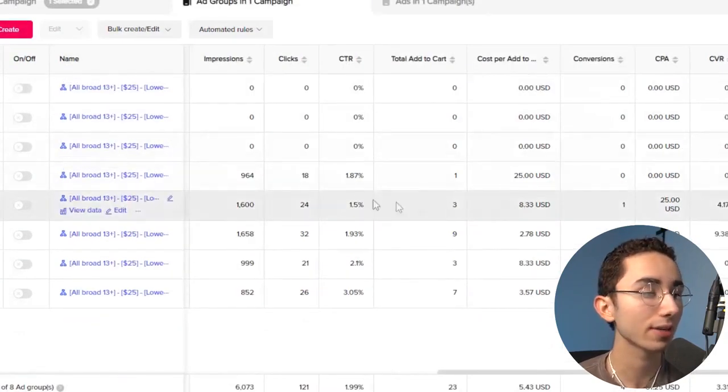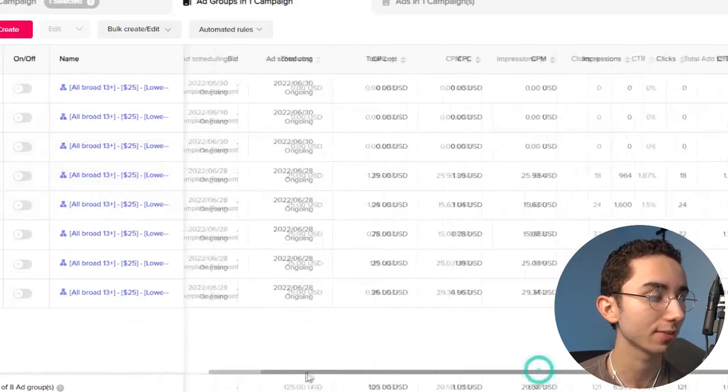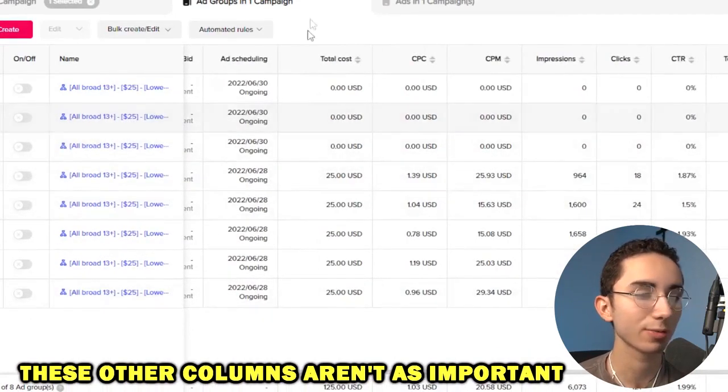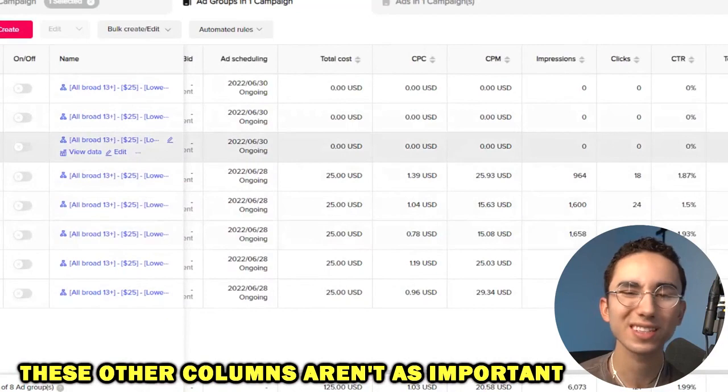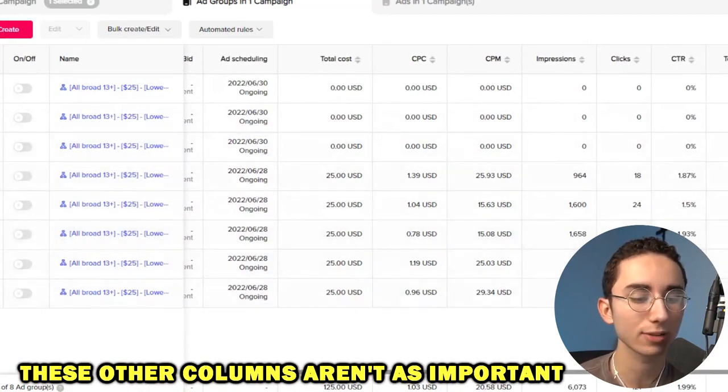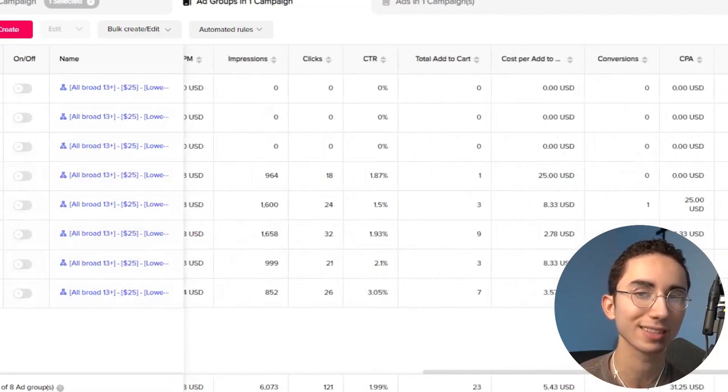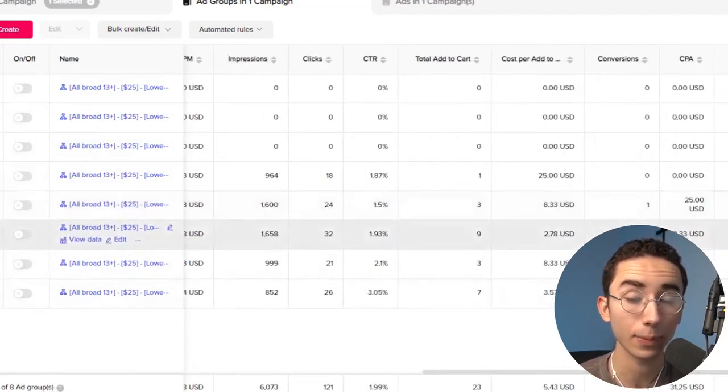So when we go down here and we look at our columns, we can see right here, I got cost, CPC, when the ads were scheduled. All these other things are extraneous. They are not the most important things. So I would get straight into the meat and potatoes whenever analyzing a campaign after a day. And I would say, all right, which one of my ad groups are profitable, which ones are not.